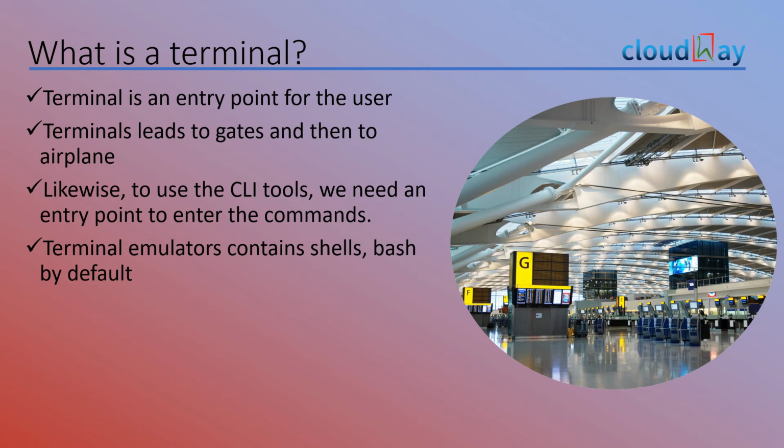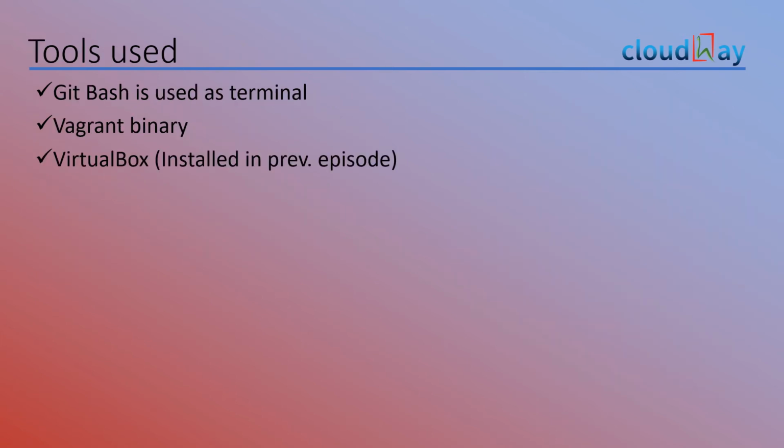Terminal emulators, abbreviated as terminal, contain a shell, bash by default. We will pass the commands to the shell, and then the shell will interpret the data to the operating system. The tools necessary to be used are git bash for the terminal and the Vagrant binary. Then VirtualBox, we have installed that in the previous episode. So let's get started.